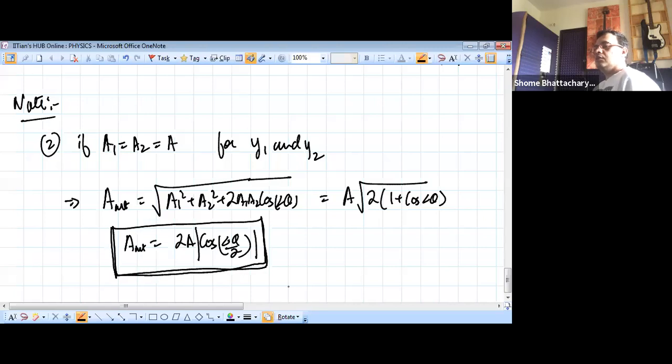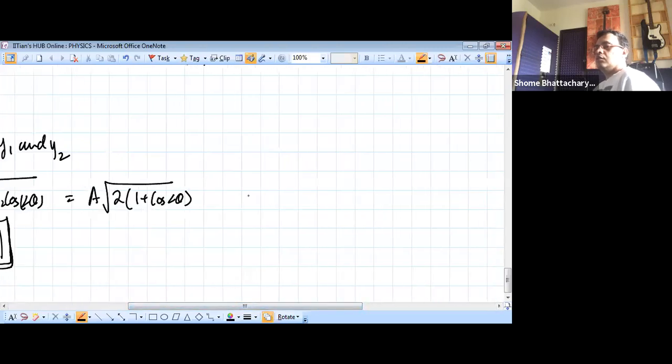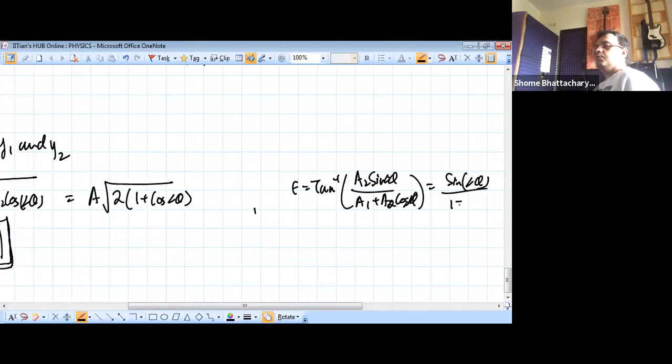And similarly, epsilon, which was tan inverse of A2 sin phi upon A1 plus A2 cos phi, becomes sin of that delta phi, and actually this is also delta here, divided by 1 plus cos delta phi, which you can use trigonometry further to solve. So this becomes like this. Epsilon becomes delta phi by 2.